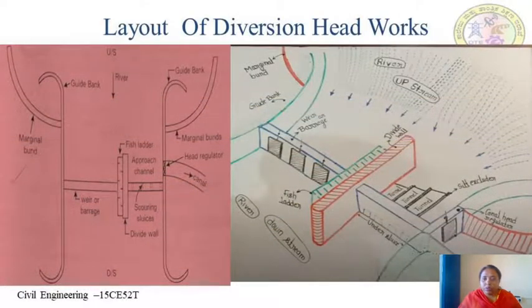You can see here, this is the layout. These two are the layouts of diversion headworks, where weirs are constructed across the river, and you can also see the barrages which are provided with gates, and these are generally provided at right angles to the direction of flow.